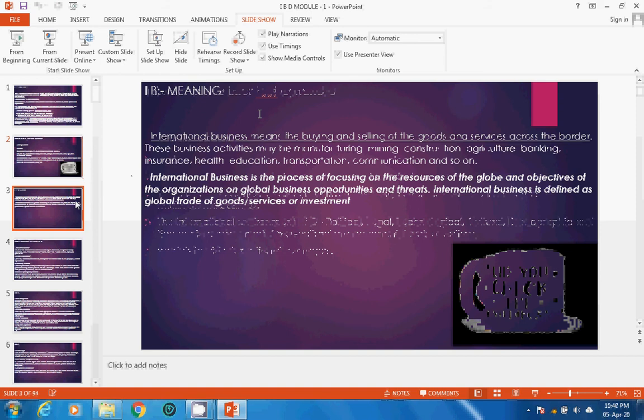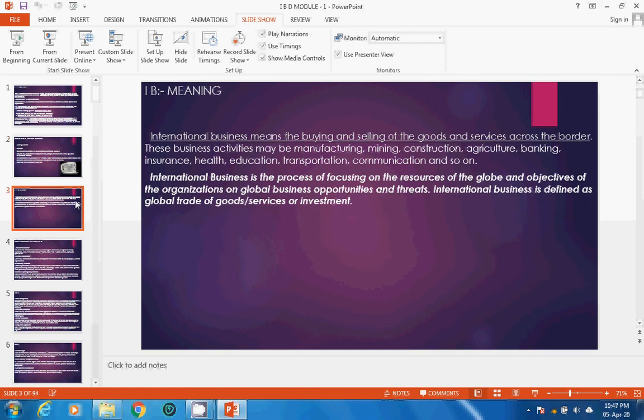Let's begin our session with the meaning of international business. Before going to understand international business, we need to know the distinction between international business and international trade. Dear friends, international trade means buying and selling of goods across the border, whereas international business is concerned with buying and selling of goods and services across national borders.